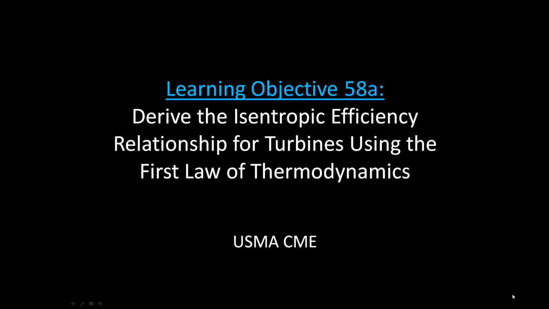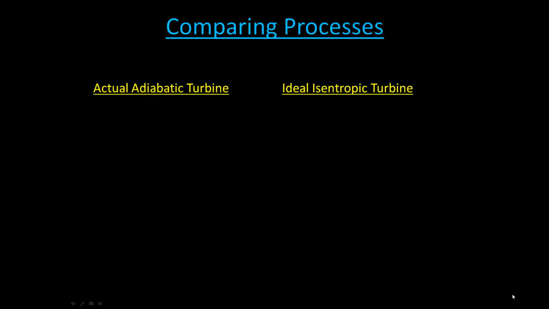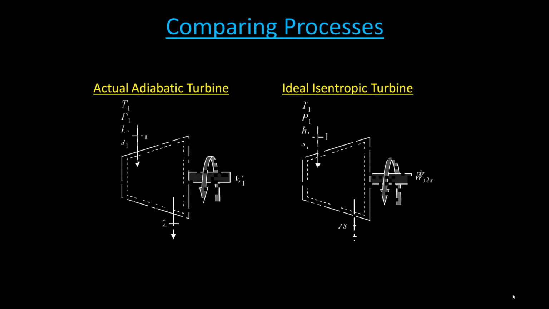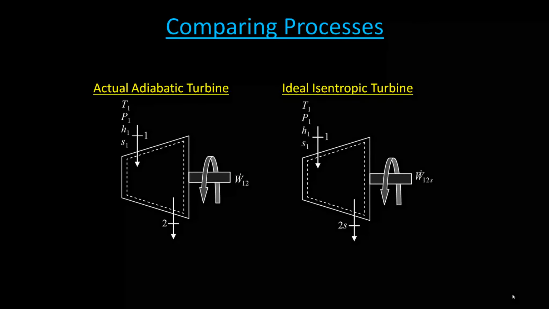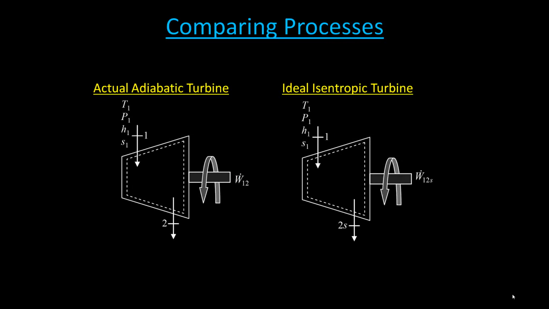In this video, we will derive the isentropic efficiency relationship for turbines using the first law of thermodynamics. So, when we're talking about the efficiency of turbines, we're going to look at two turbines. We'll have the actual adiabatic turbine and the ideal isentropic turbine. So remember when we talked about isentropic efficiencies, we say that they have the same state 1. So you see here our state 1 is the same for actual and our ideal.